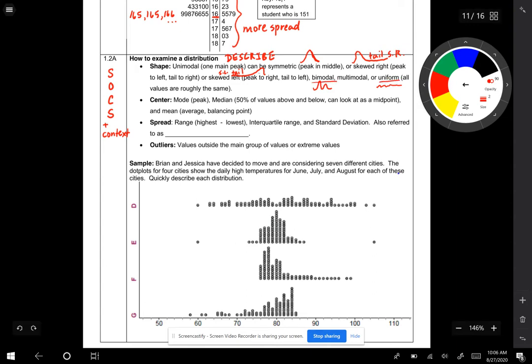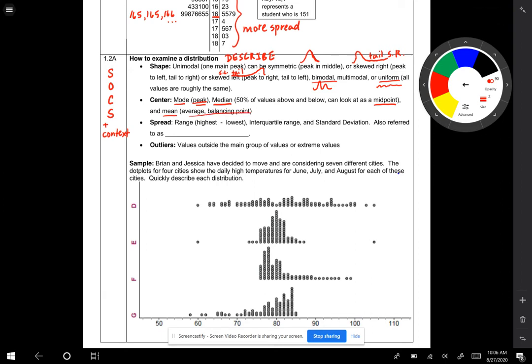So, as far as the center goes, remember we can use mean, median, or mode. If we use the mode, we're going to look at the peak. If we are going to use the median, 50% of the values are going to be above and approximately 50% below. So we're going to look at the midpoint for a median. And mode is a peak. And mean is going to be your average or balancing point.